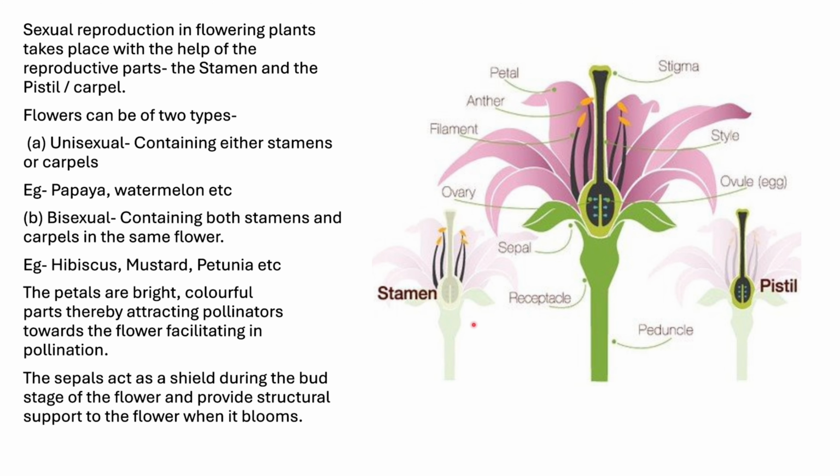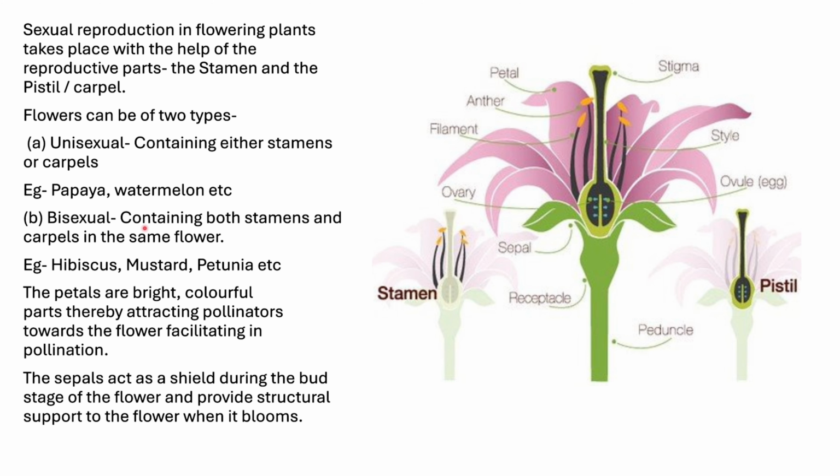So unisexual flowers will contain either the stamen or the pistil. It cannot contain both within the same flower. It should contain only one of the two. And bisexual, like the name says, it contains both the stamen and pistil within the same flower.